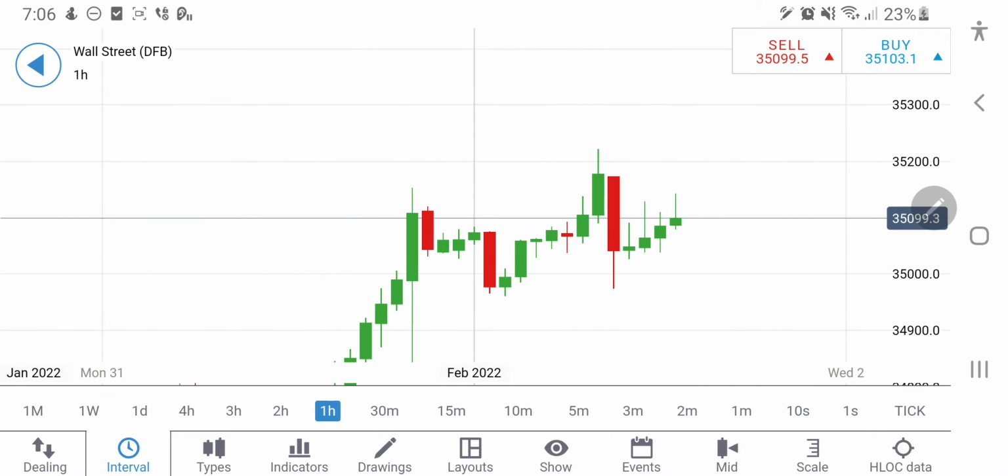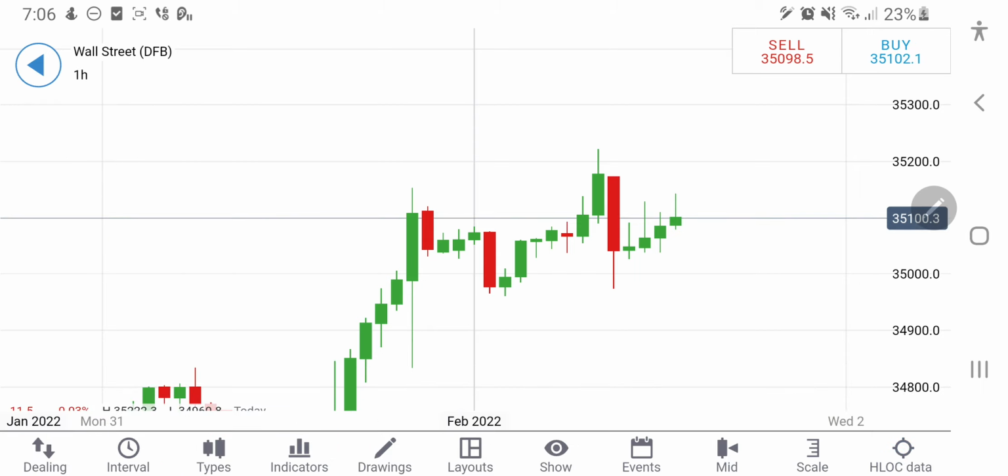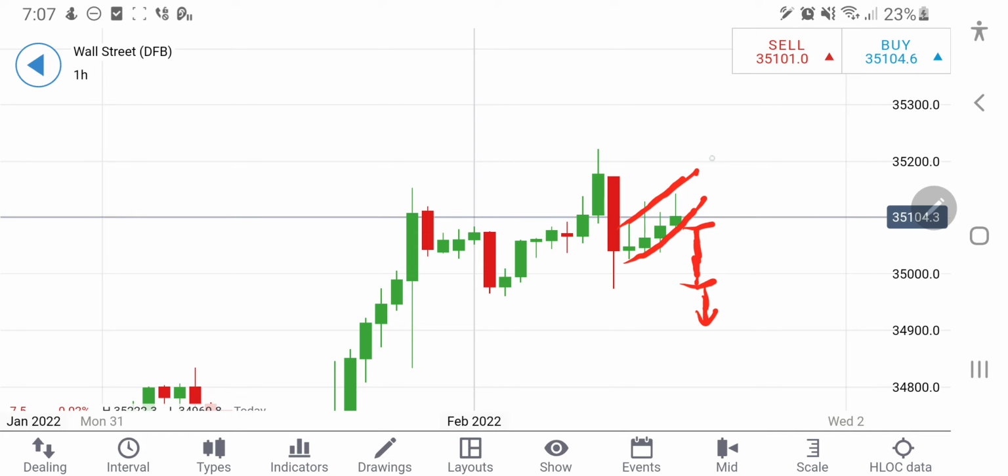On a 1-hour chart, see, it is trying to form steps, and you can see these steps here, the well-lead steps. And now if it breaks this zone at 35,050, as I said, it will break heavily. It can break heavily towards 34,970 first target, and then below that it may break heavily further.